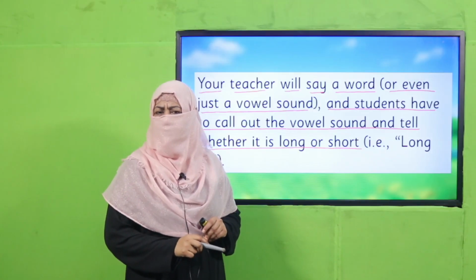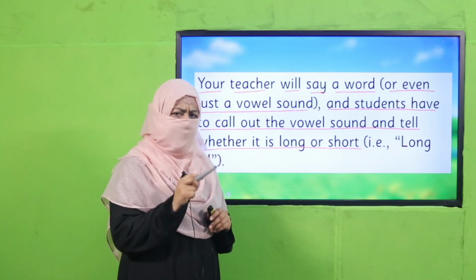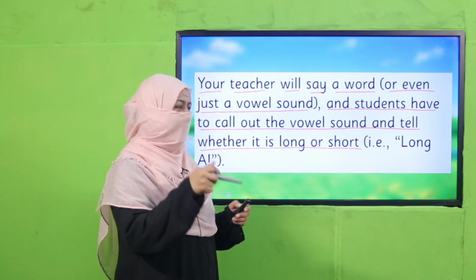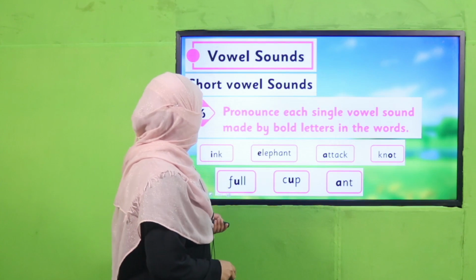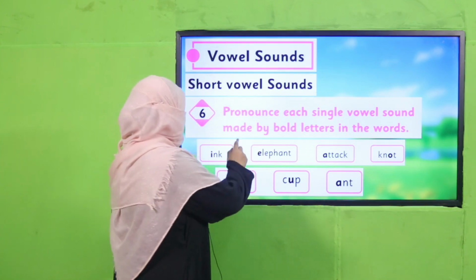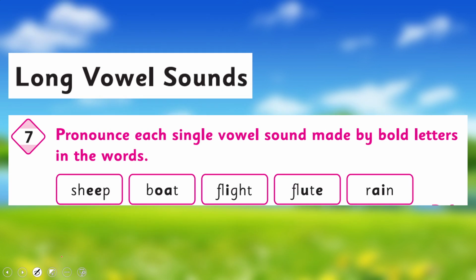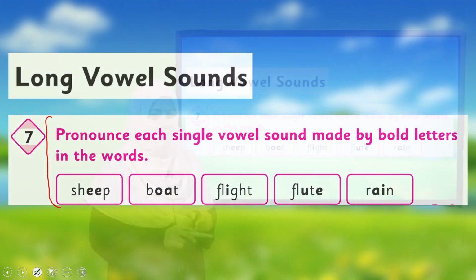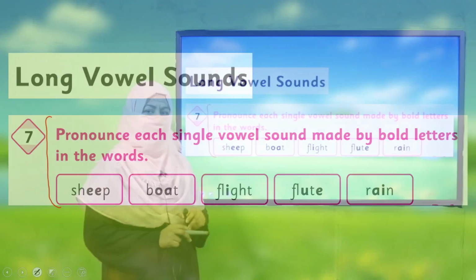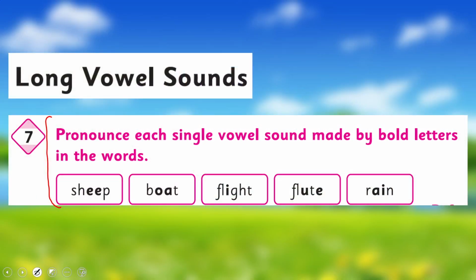Yes, my dear children, are you done with it? So could you identify all the sounds correctly? Good job, smart work. So here we are going to practice from the book. You will pronounce each single vowel sound made by both letters in the word. So you will say these words and find out their sounds. Likewise, you will pronounce these words and find out their sounds. So pause the video and complete these two exercises.